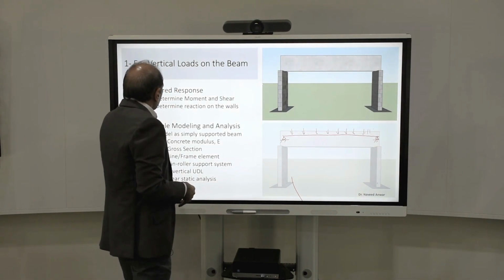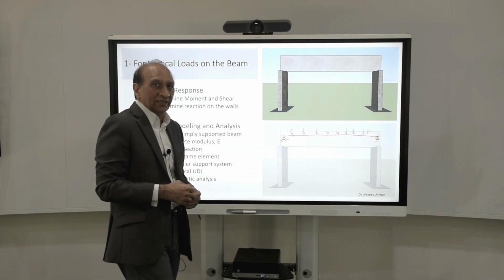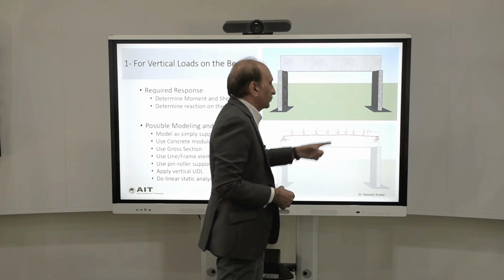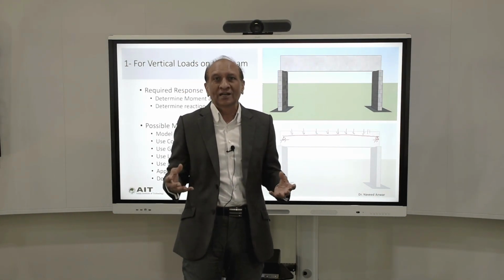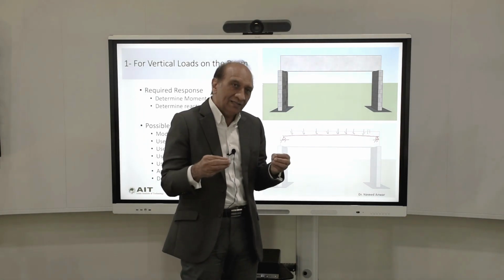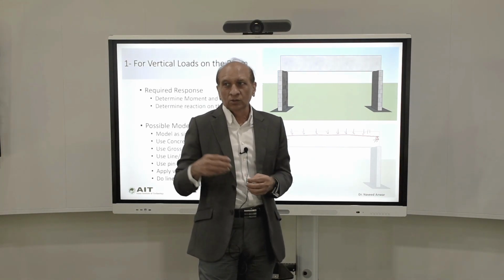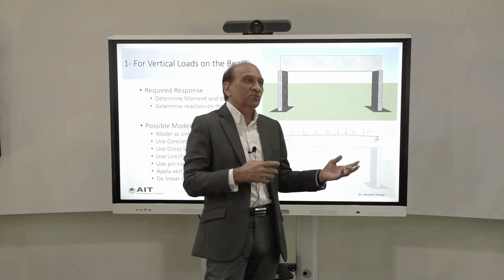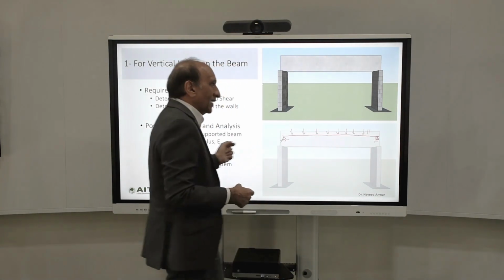Then let's say we use the line element or frame element to model this one, and like I said, we put it on two supports, one roller and one pin. Which side should be pin and which side should be roller? Because in reality, both the supports are identical. The beam is just resting on the wall. So you are arbitrarily saying that one is pin and one is roller. Which one is which and why? We'll come back to this again.